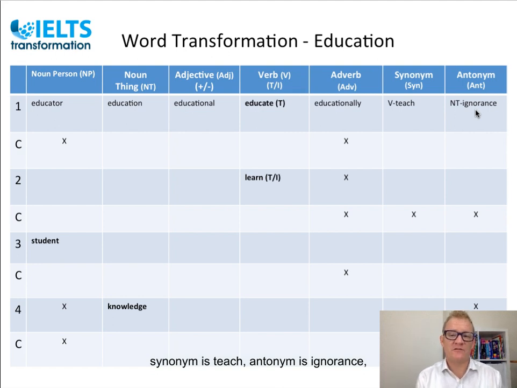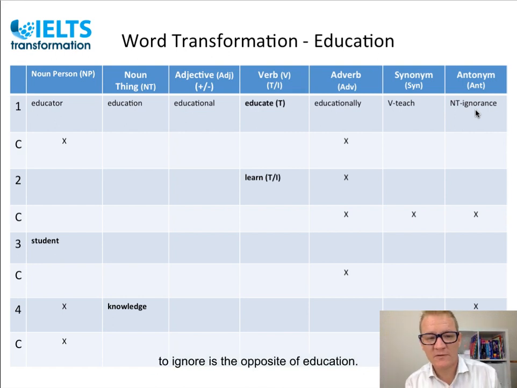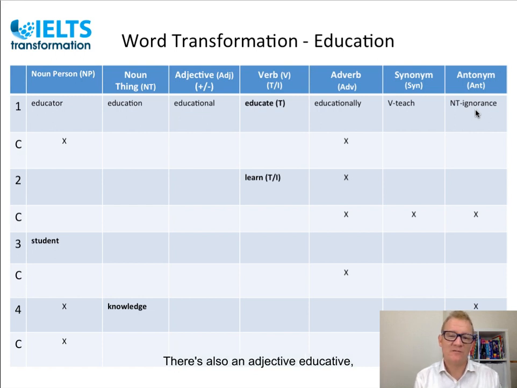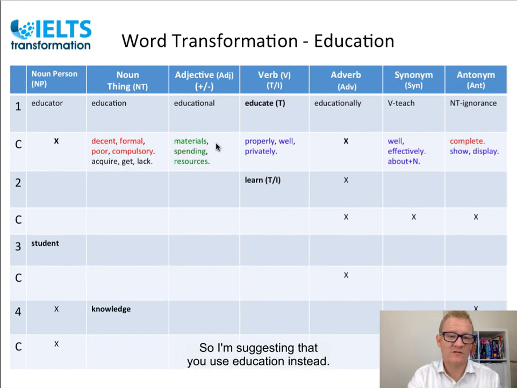Synonym is teach. Antonym is ignorance. To ignore is the opposite of education. There's also an adjective, educative, which a lot of people use, which is technically an adjective in English, but we don't use it very often. So I'm suggesting that you use educational instead.